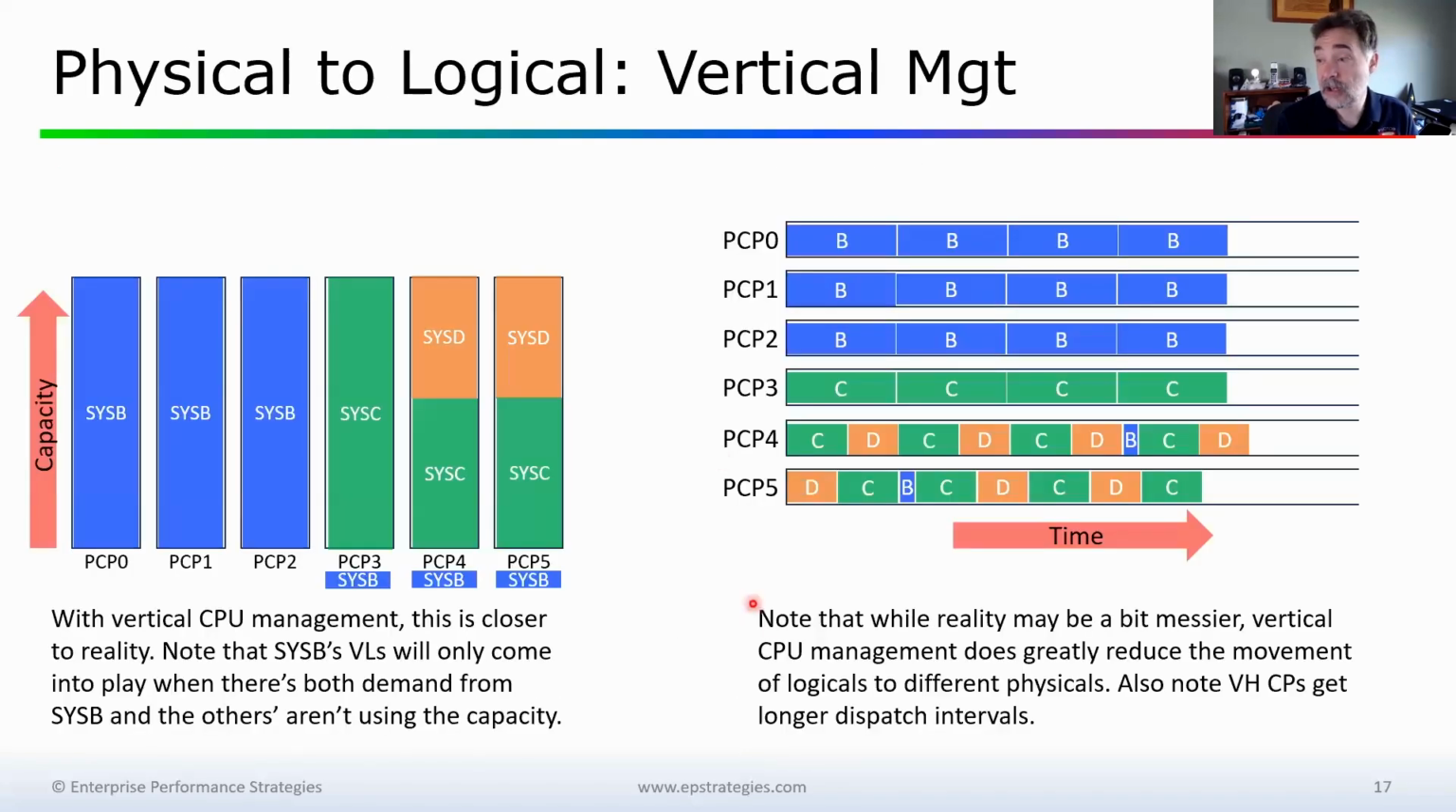There is a point here that the vertical highs also get longer dispatch intervals. If you look at these as a dispatch interval, you'll notice the vertical highs are depicted here as having longer dispatch intervals compared to the vertical lows and the vertical mediums. These are not to scale, but it does represent the fact that you do get a longer dispatch interval with vertical highs.